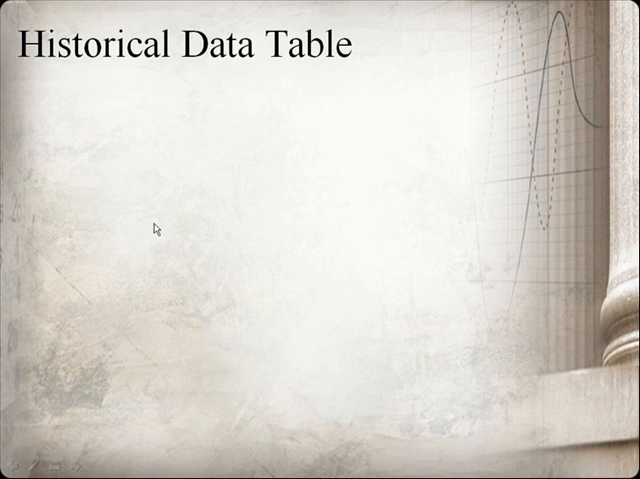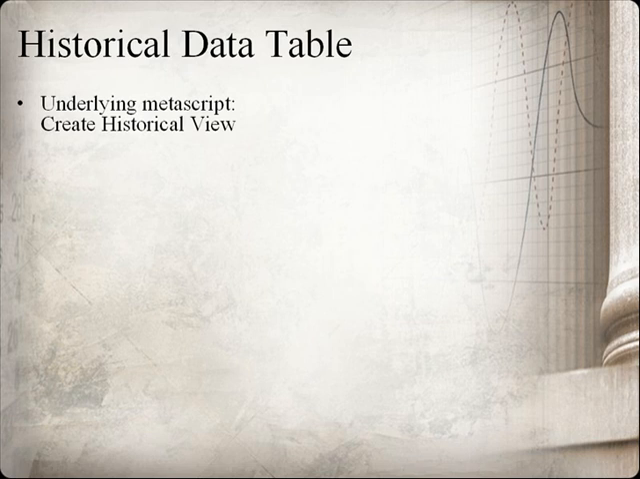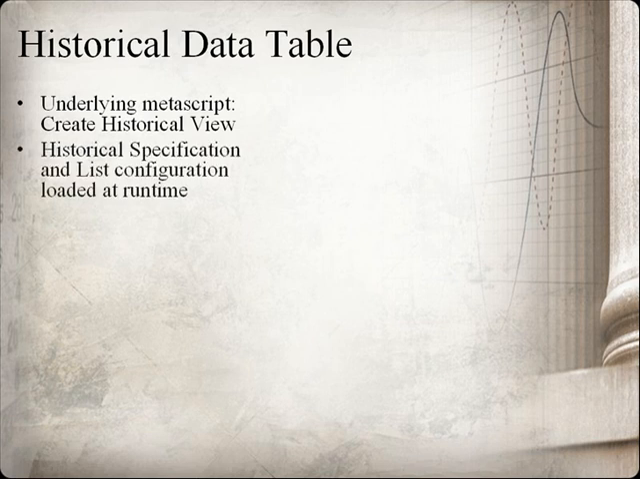A historical data table query is basically just a cover over another underlying metascript query with the create historical view syntax. It loads a historical specification and list configurations at runtime when you select the server. So you know the hlist and hspec dbase files that specify the types of trending and the entity or attributes that support trending. It loads them and displays them.